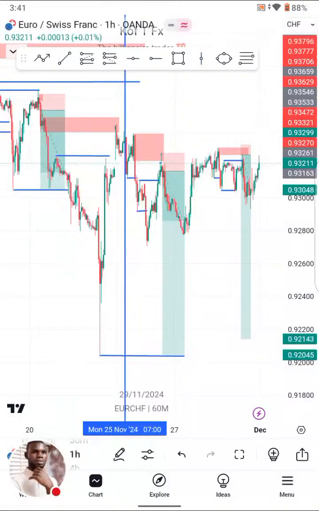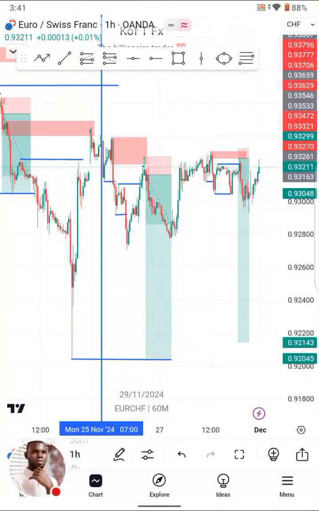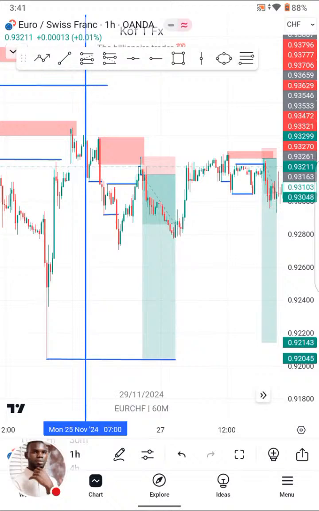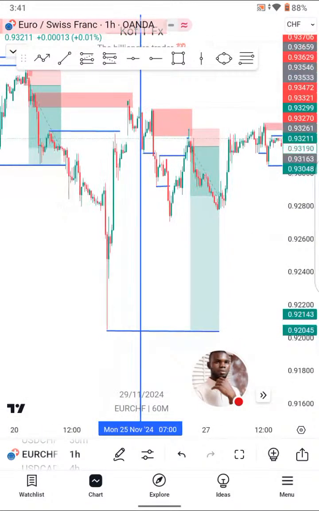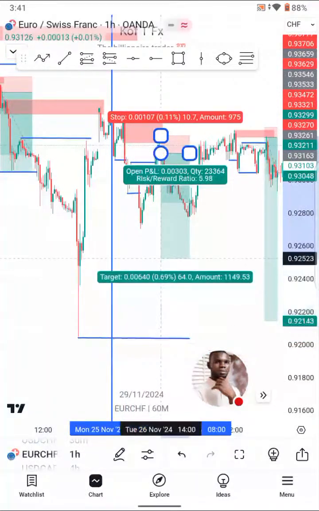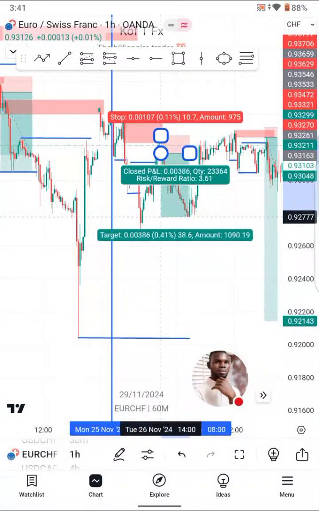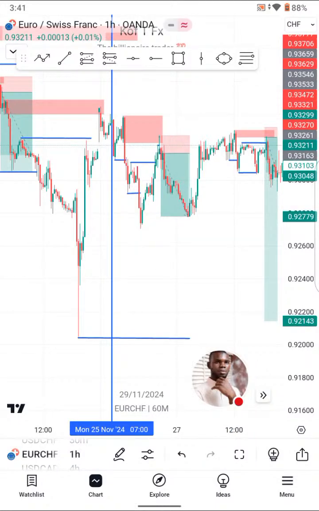This was a trade I took on Monday. The question is, why is it that I did not hit the final target on this trade? That's the question I have. Although I closed this trade in profit, I closed after around 2 hours because I closed all the positions I had opened that day. So this actually ran for about 3 hours.